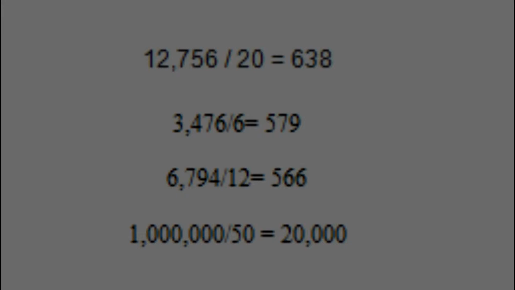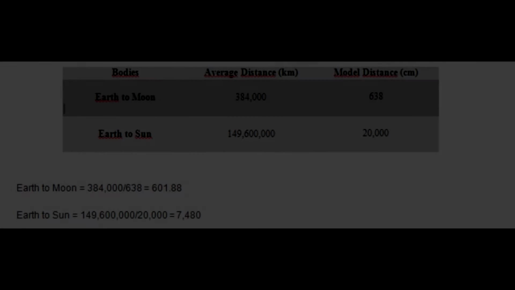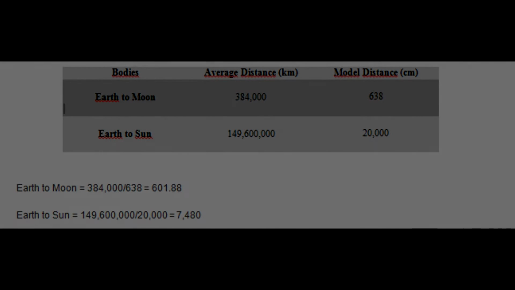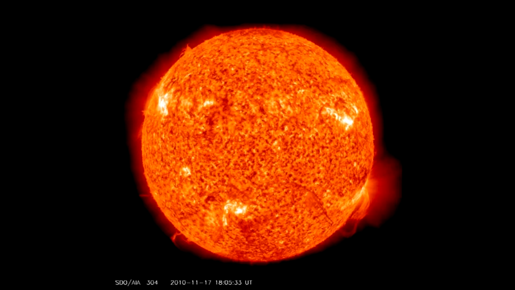Now, to find out what the scale is, we need to divide the actual diameter in kilometers by the diameter in centimeters. Okay, now to find the distance. To do this, we need to use the average distance between celestial bodies. In my case, Earth will be the central point. And next, we need to divide by the model distance. The result will be the approximate distance there is between celestial bodies. I don't know, but for me, those were enough numbers.